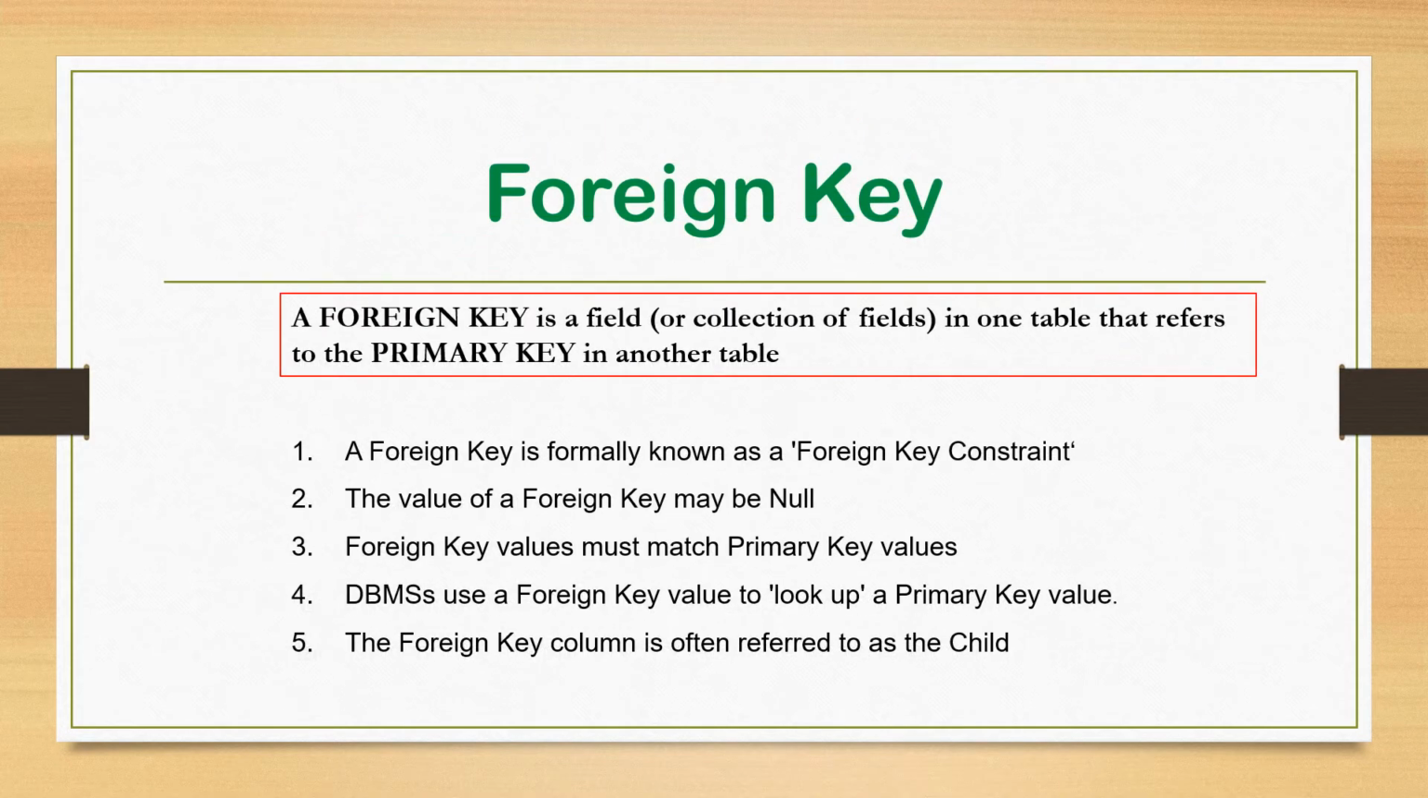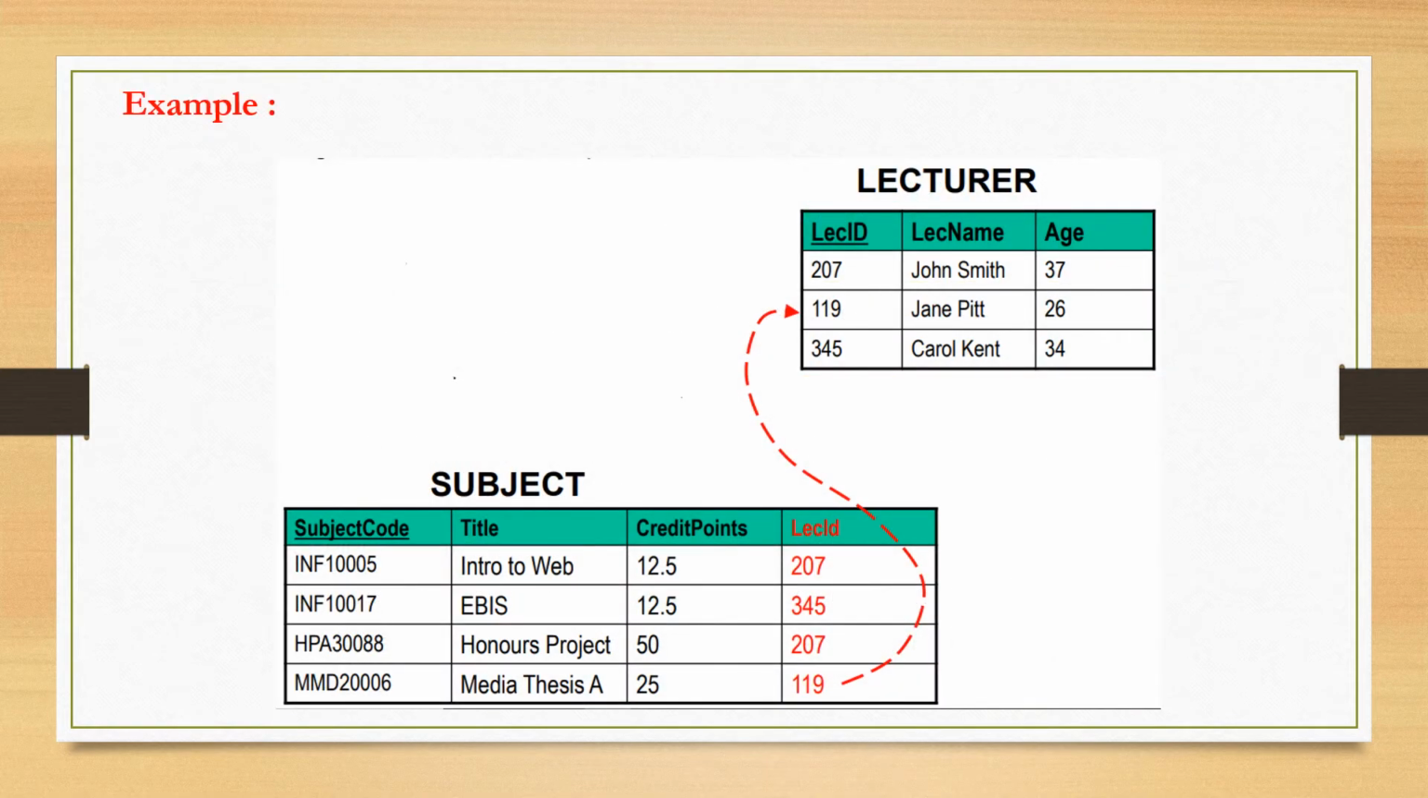What is a foreign key? It's a column or a group of columns in a relational database table that provides a link between data in two tables. It's often called the child. The foreign key value should always match the primary key values, and the values in the foreign key can be null. When we look at the example, the primary key of the lecturer table is LecID and the primary key of the subject table is subject code. And as we can see, the primary key of the lecturer table has a link to the subject table as a foreign key.